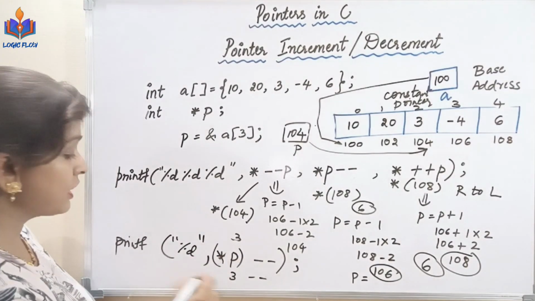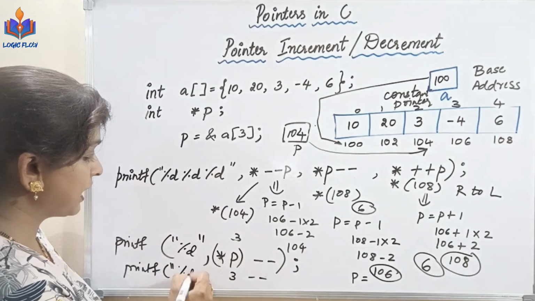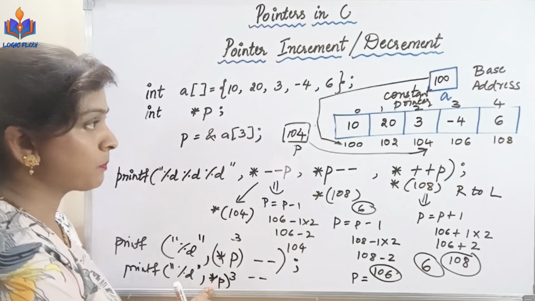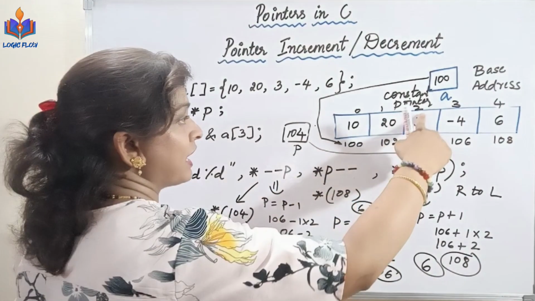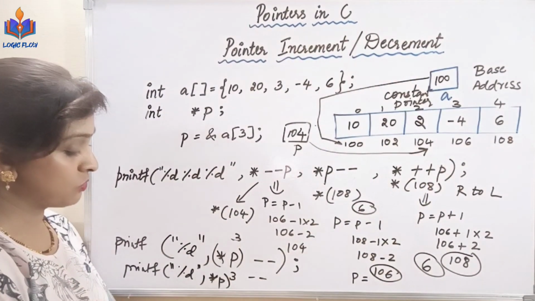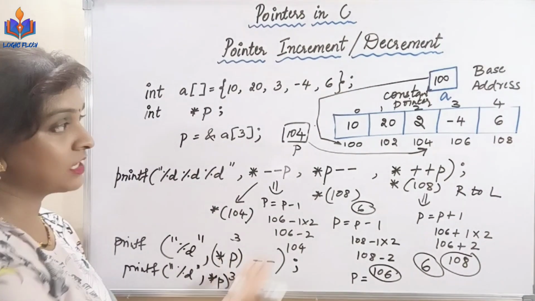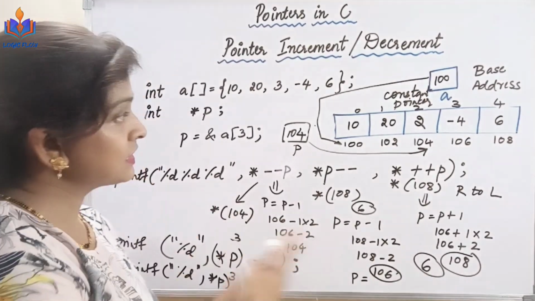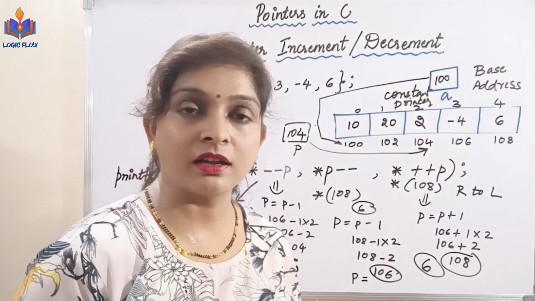The next line, if I just say printf percentage d asterisk p, p is pointing to 104. The p value got decreased, the value gets changed, it becomes 2. This is the answer for this. So hope you have understood how to use these brackets and how to use the increment and decrement operator. Let us see all these executions practically and understand how the increment and decrement operator is going to work.